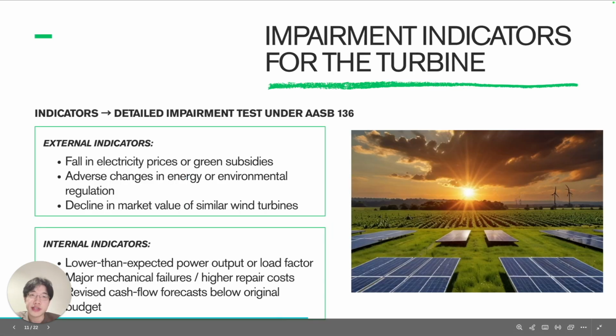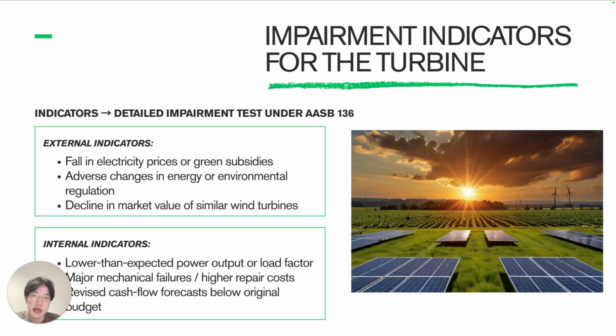And GreenEnergy must also monitor impairment indicators. External indicators include the following: electricity price changes, changing renewable energy regulations, and declines in market valuation for comparable turbines. Internal indicators include lower than expected energy output, major mechanical failures, higher repair costs, and downward revision to cash flow forecasts. When these indicators appear, a detailed impairment test is required to ensure that the turbine is not carried above the amount recoverable through use or sale.